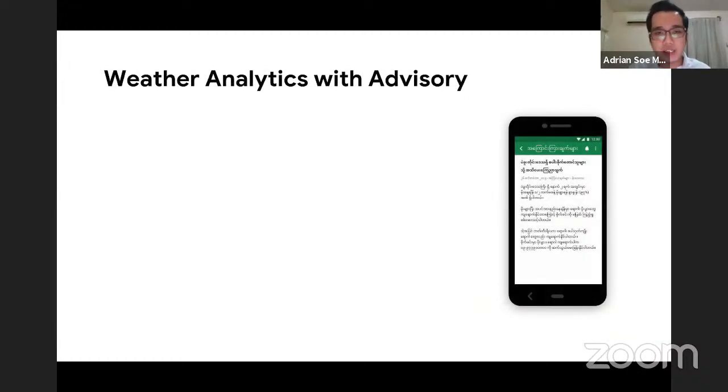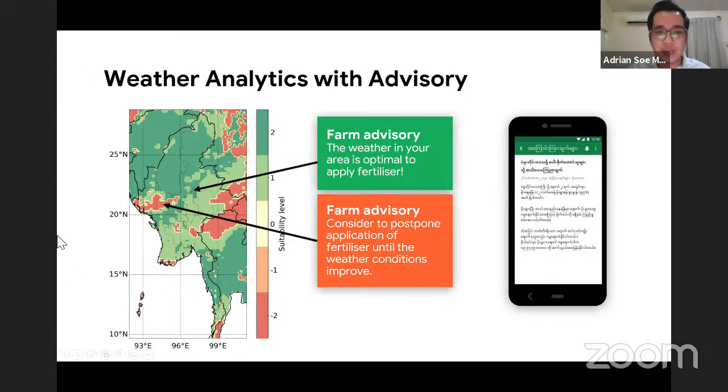So to visualize, this is how it looks. If we see that in a certain area, certain farming activities are not suitable because of the weather condition, then farmers in that location using our app will receive an advisory telling them to postpone that activity. But if they are in an area where we predicted that this farming activity is suitable, then they will know that they are supposed to do a certain action. So we give them actionable guidance straight away, directly to them, so that they know what to do for the next step.